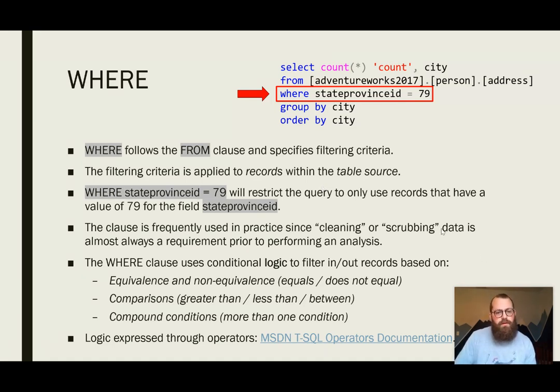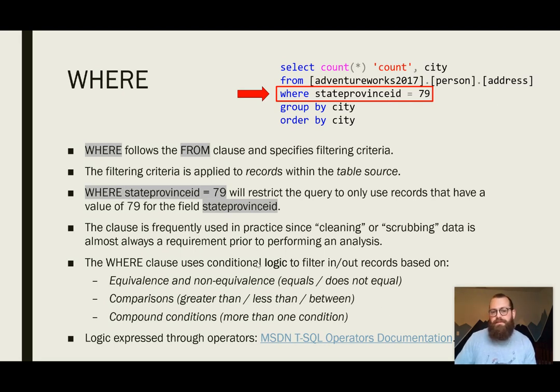And so the where clause really uses conditional logic. You're going to write a condition, and SQL is going to evaluate whether that's true or not. So in this particular example, where state province ID equals 79, our condition is that the state province ID field has a value of 79. And SQL is going to evaluate at the record level whether or not that's true in the original table source.